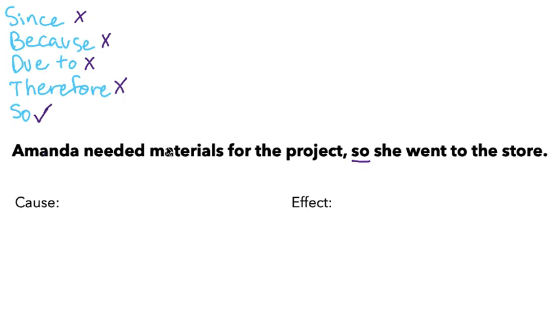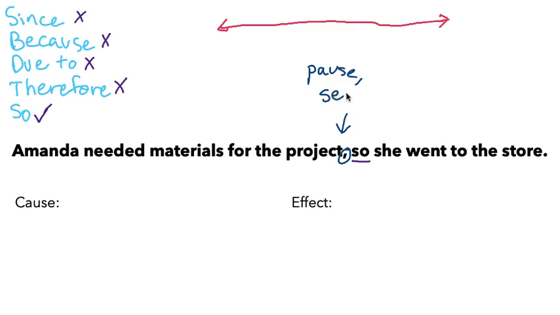Let's look for the cause and effect. We're going to think about this very logically today. Amanda needed materials for the project. We have a comma here. A comma usually signifies a pause, or a separation.